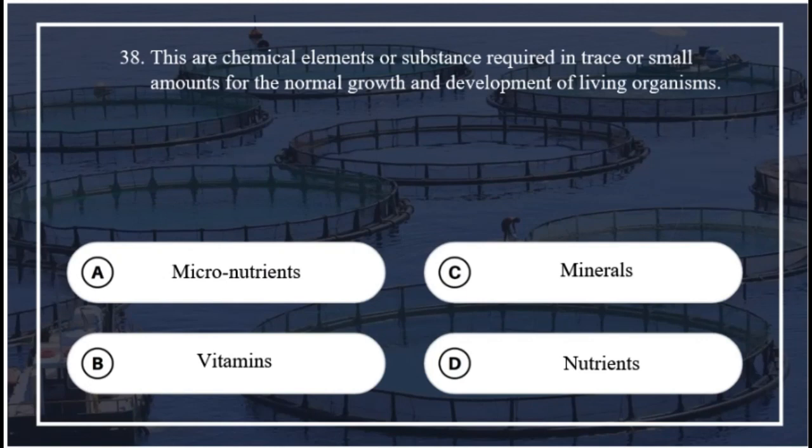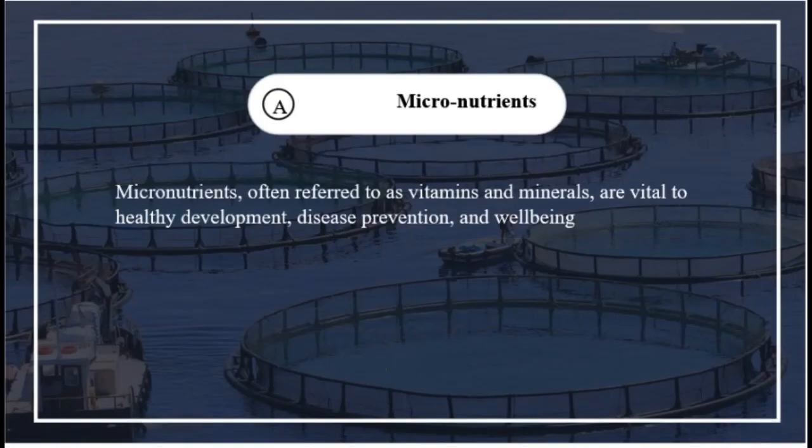38. These are chemical elements or substances required in trace or small amounts for the normal growth and development of living organisms. A. Micronutrients. B. Vitamins. C. Minerals. D. Nutrients. Answer: A. Micronutrients, often referred to as vitamins and minerals, are vital to healthy development, disease prevention, and well-being.